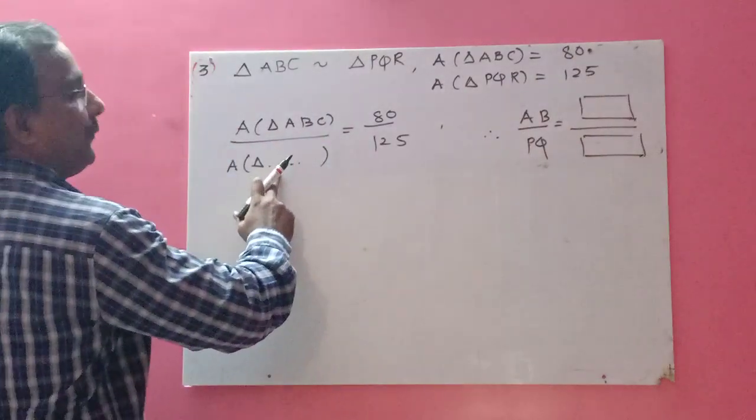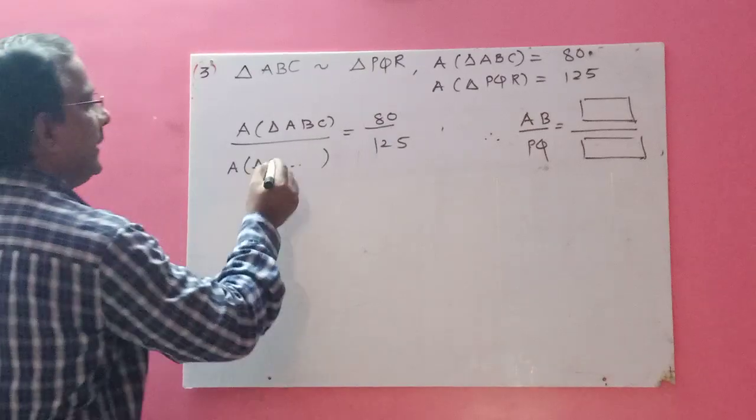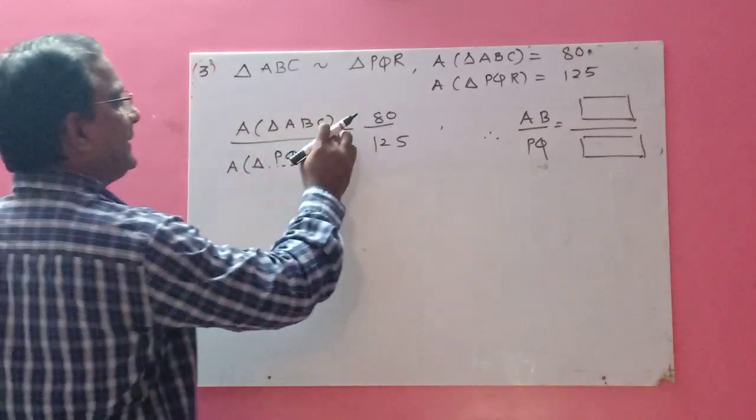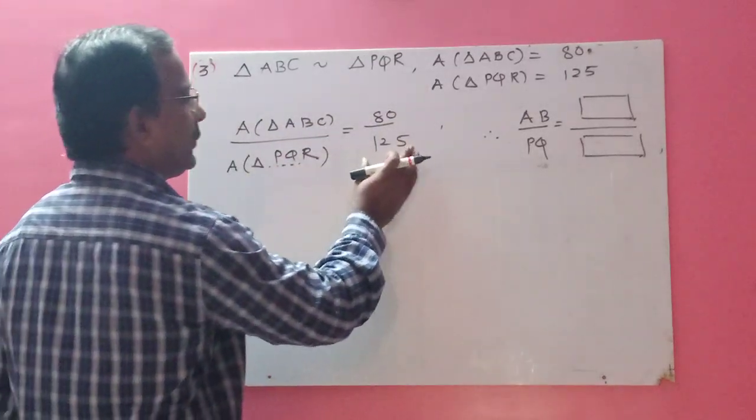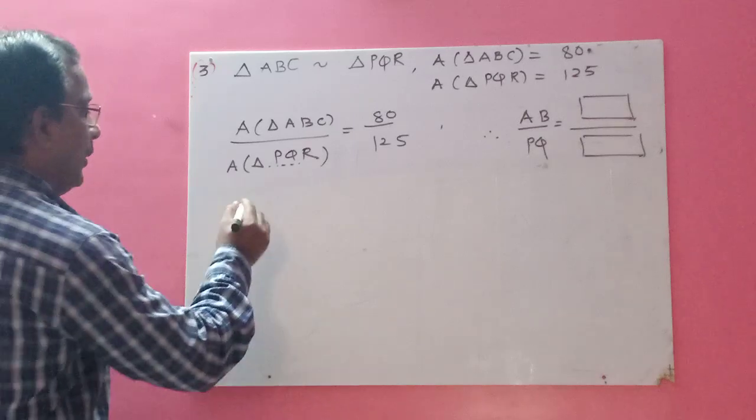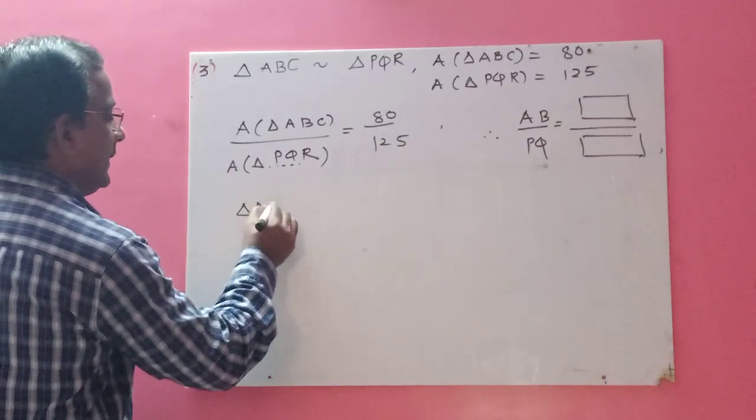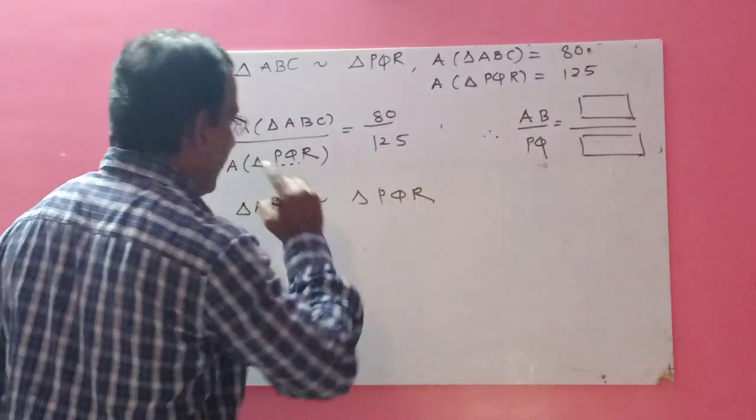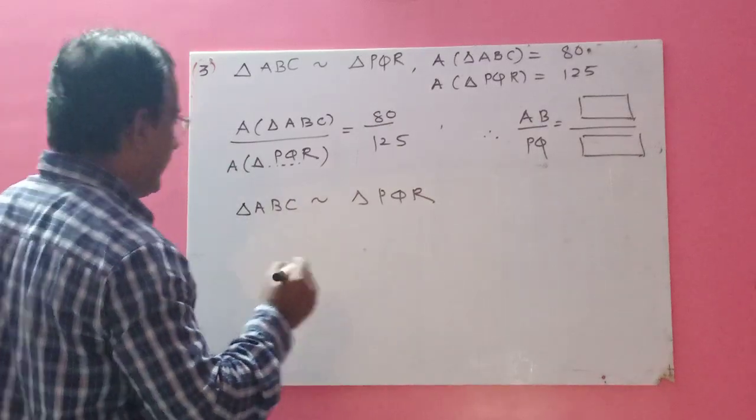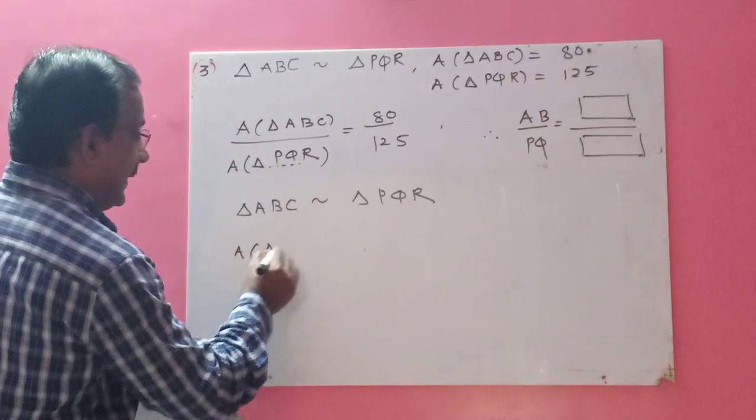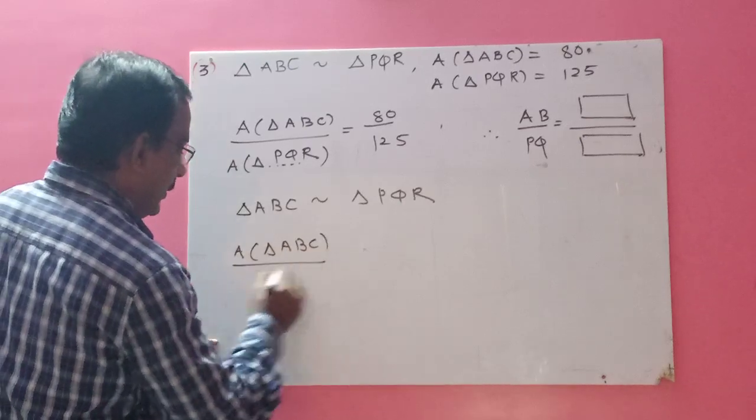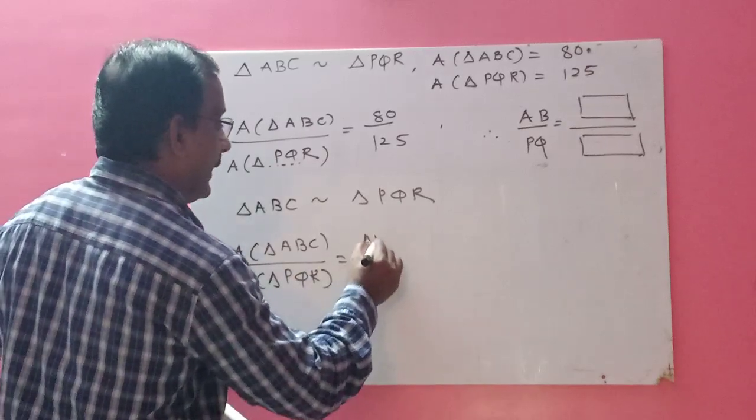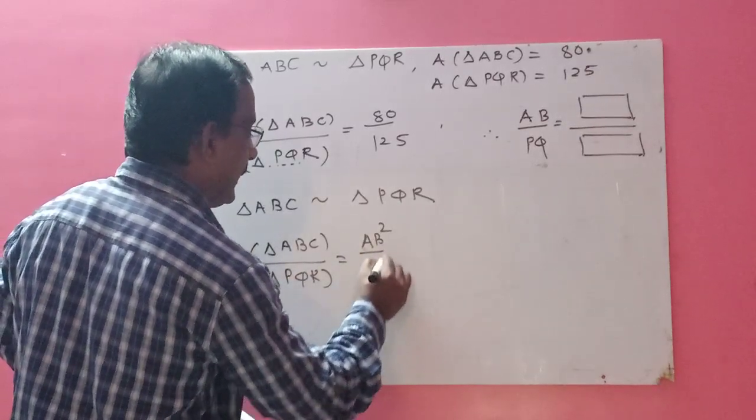First thing here, you have to fill in the area of triangle ABC. Simple, area of triangle PQR. It is already given that the area of this is 80, area of triangle PQR, this is already given. Okay. Now you know that when triangle ABC is similar to triangle PQR, then by the theorem of areas of similar triangles, area of triangle ABC upon area of triangle PQR is equal to AB square upon PQ square.